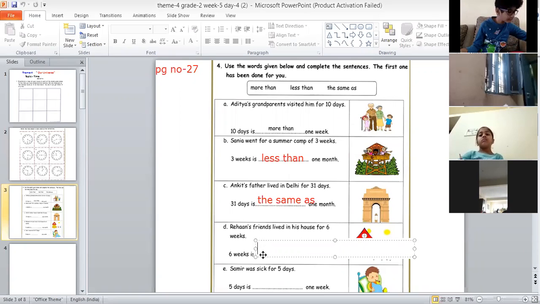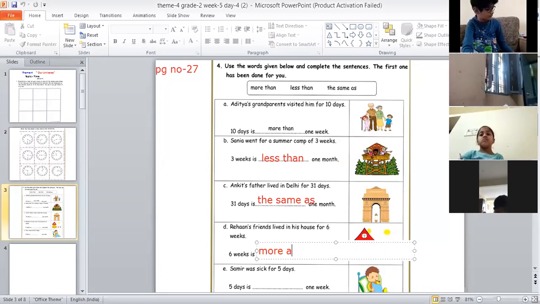So we'll write here more than 1 month. More than. We'll write here more than. Okay.